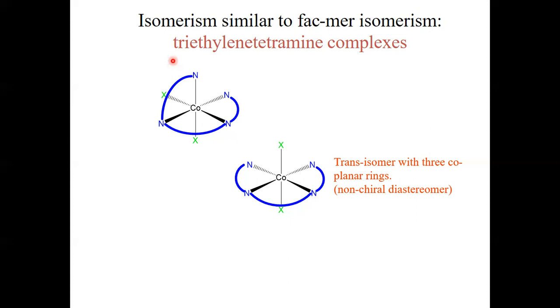So this molecule does not contain a mirror plane. It also doesn't contain an inversion center, and it also doesn't contain any higher order rotation reflection. No S3, S4, S5, S6, S whatever. Okay, for that reason, it is chiral.